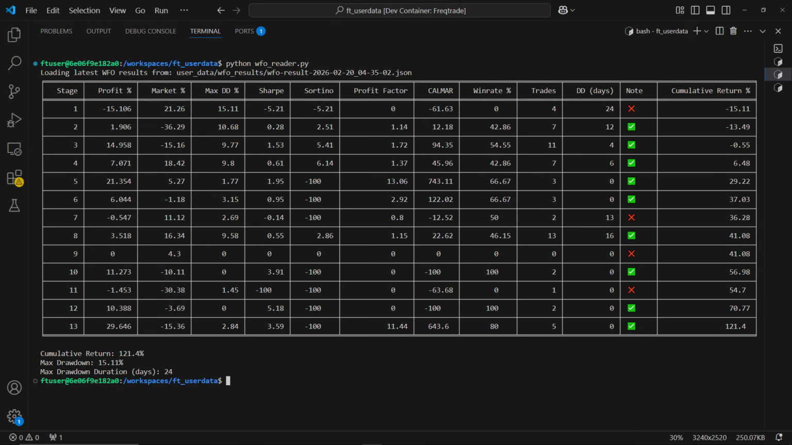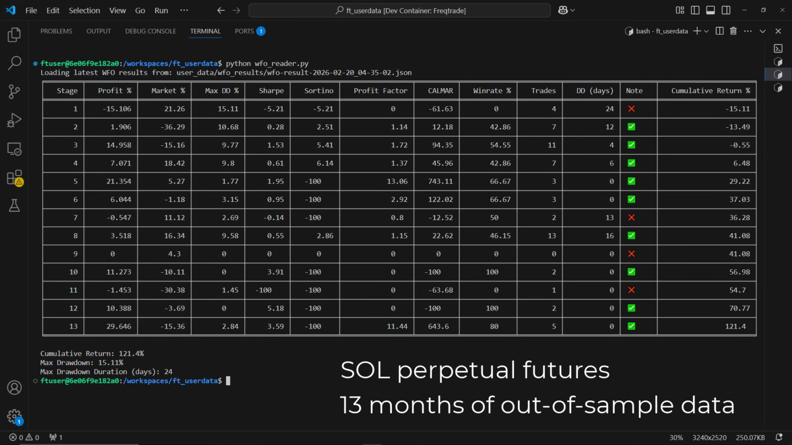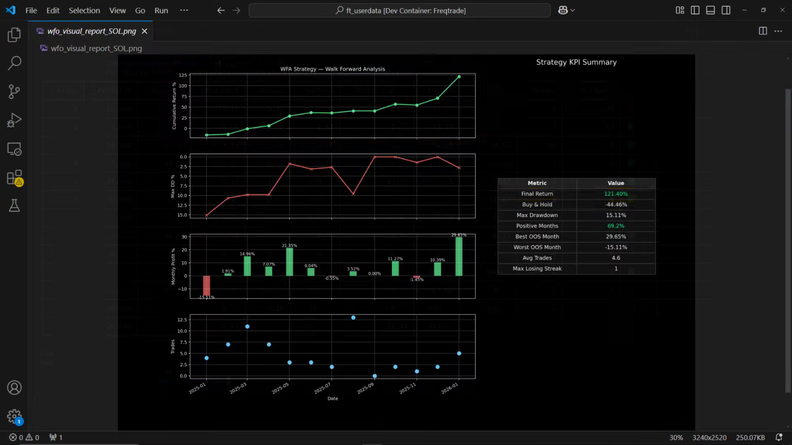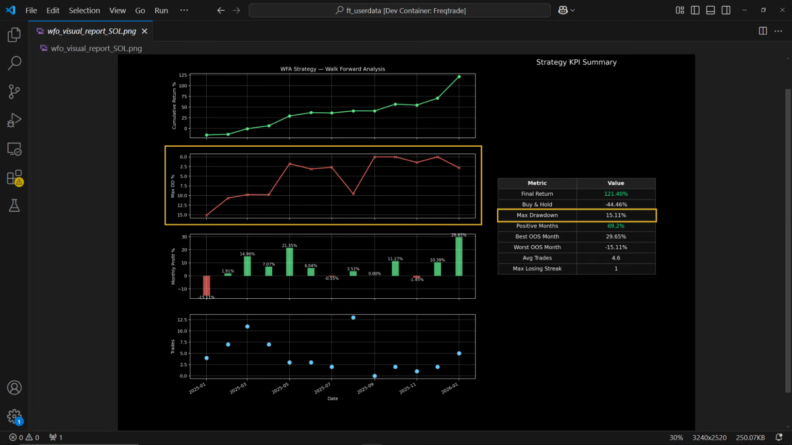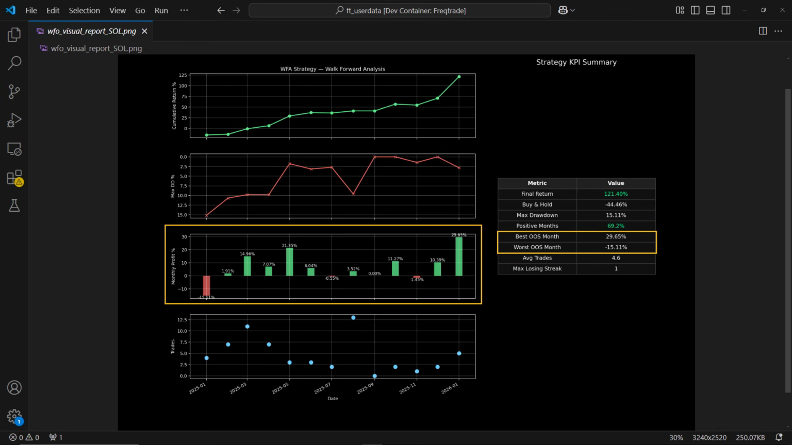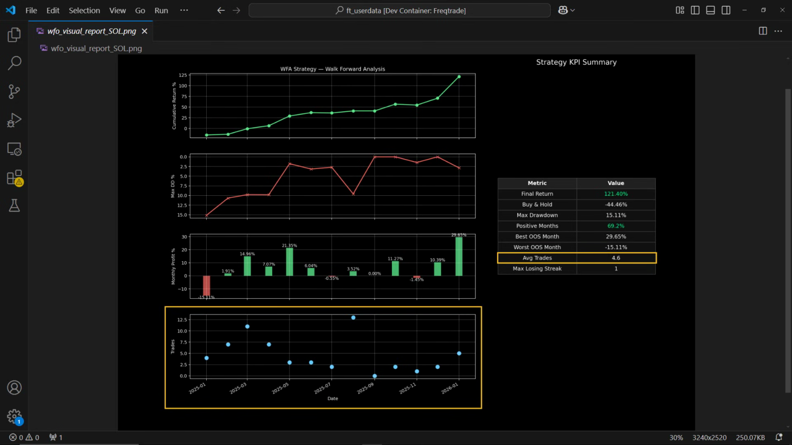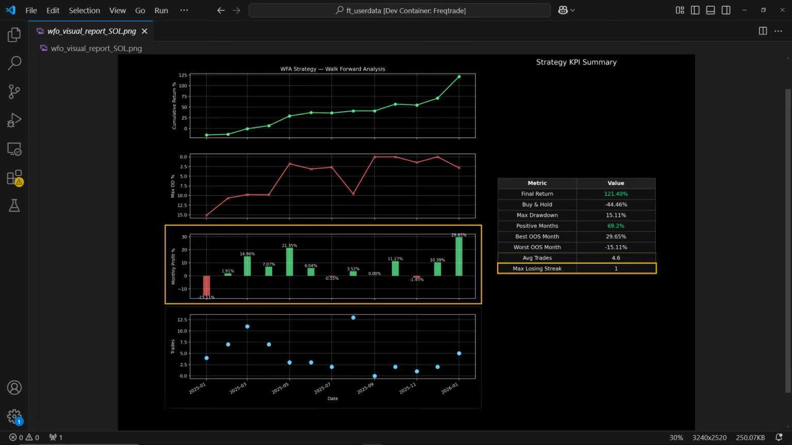Now let's look at the results. The strategy was tested on SOL perpetual futures, over 13 months of out-of-sample data. It delivered a 121% cumulative return, with a maximum drawdown of just 15%. Monthly returns ranged from -15% to +29%, and it remained profitable in 9 out of 13 months, showing strong and consistent performance. It executed an average of 4.6 trades per month, which means the strategy stays selective, avoids overtrading. The maximum losing streak was just 1 month, highlighting its ability to avoid extended periods of underperformance.